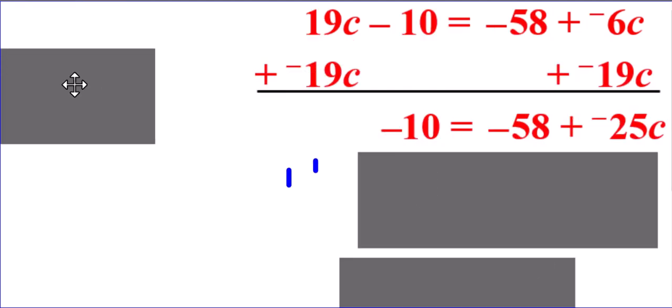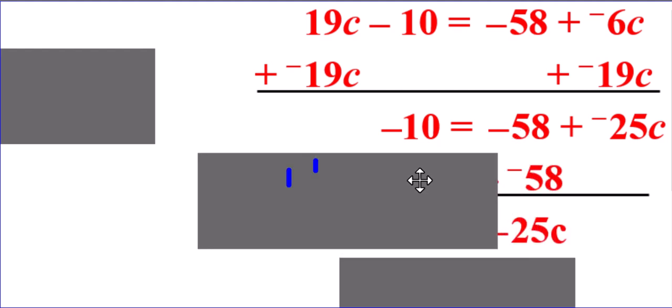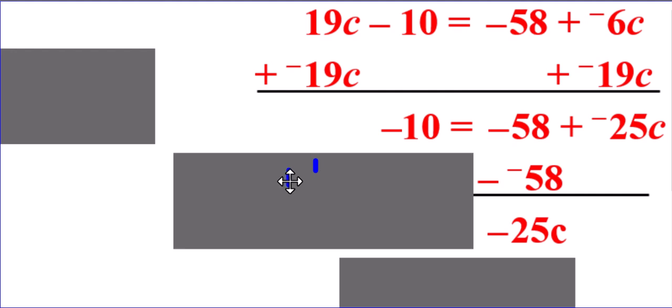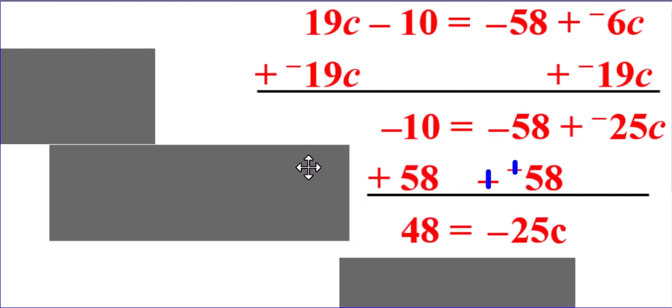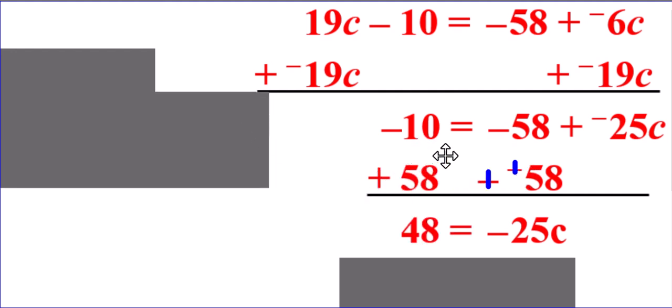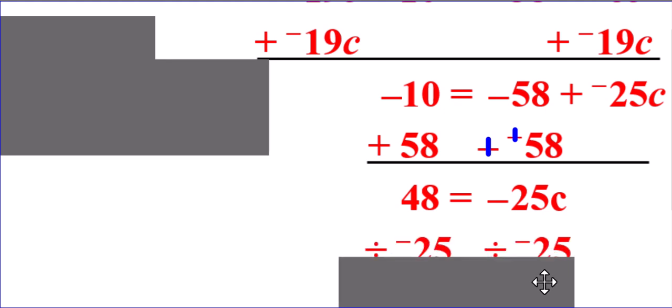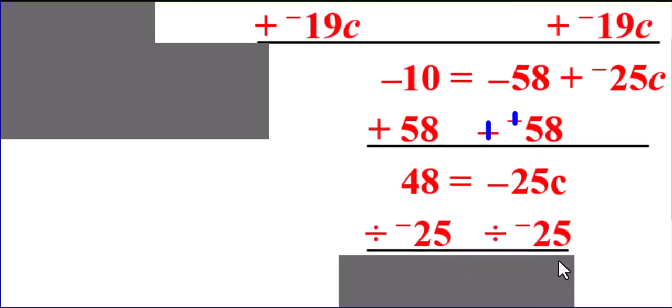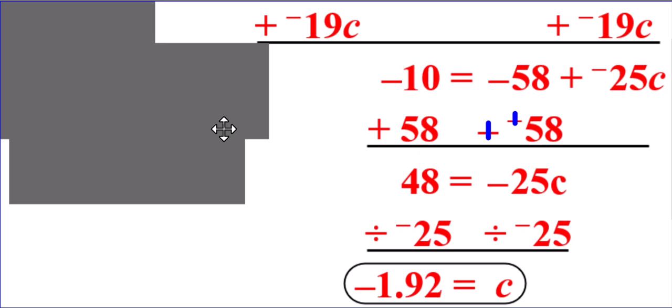For those of you who did it the other way, where you added by negative 19c, you're going to get negative 25c. Then the inverse of adding by negative 58 is subtracting by negative 58. Now that's messy looking. I'd rather make that adding a positive, because subtraction is the same as adding the opposite. Negative 58 and positive 58 will give me 0. So I might as well just go ahead and add my positive 58 on the left, like I did here. And that's going to give me positive 48, but I got a negative on the 25c, so I'm going to have to divide by negative 25 on both sides. And that's also going to give me the answer of negative 1.92, the same answer I got from doing it the other way.